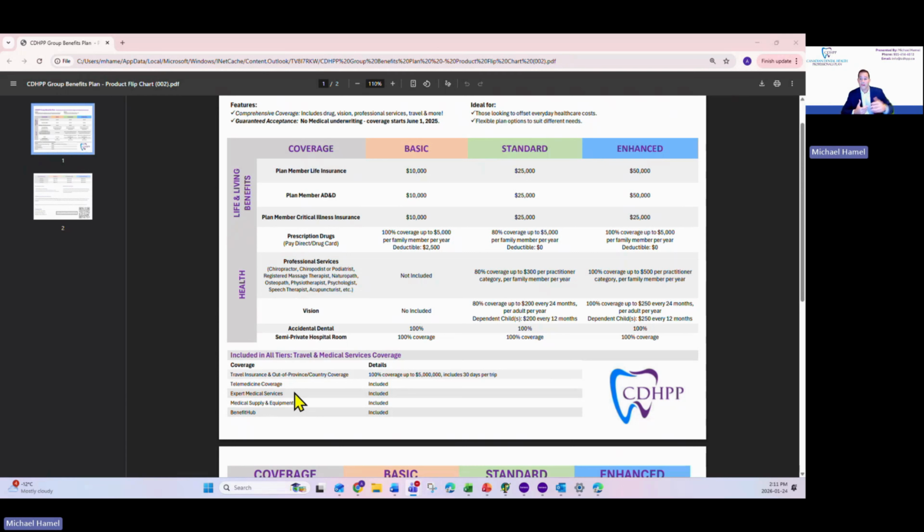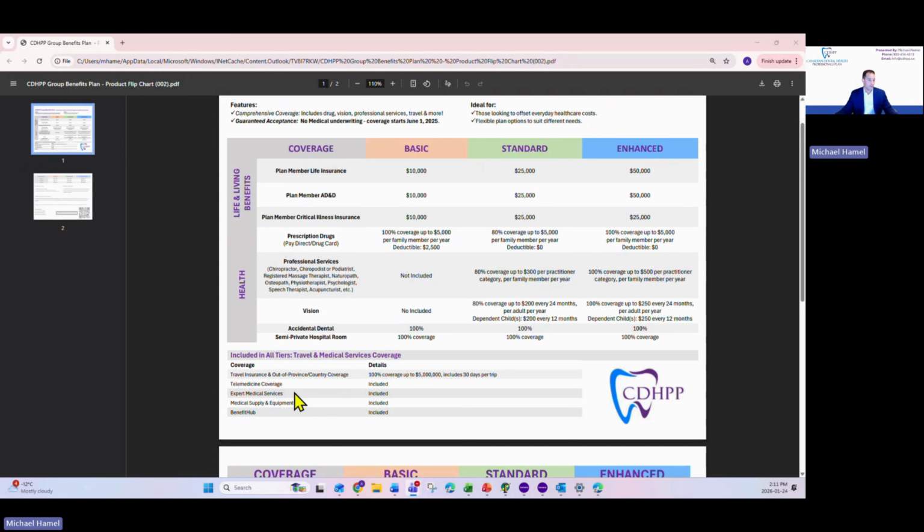certain dollar amount. If you need crutches because you broke your leg, whatever the case may be, you're going to see that there's medical supplies and equipment provided with this group plan. But again, full-blown details are going to be in our information package with our full product guide.